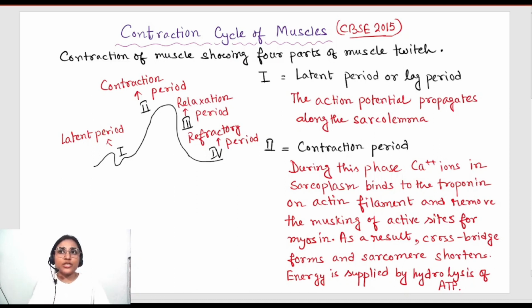Today I'm going to discuss a very small concept regarding the contraction cycle of muscles. We all know that muscle helps in contraction and relaxation, and by doing this, muscle helps in the movement of the body parts. It is also associated with the skeletal system and helps in the movement of the bones of the skeleton as well. So now, the contraction cycle of muscle.